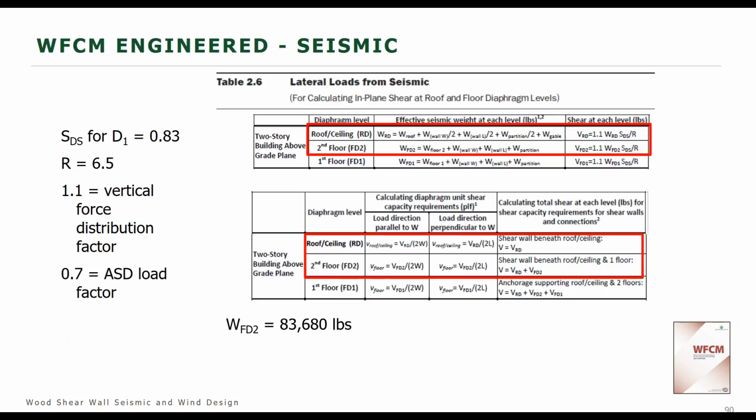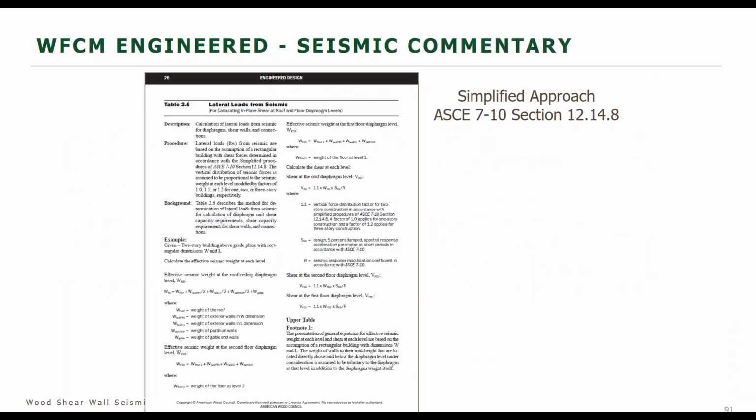So we've determined, maybe we could spell that out in the future, that the total weight of our building that would contribute to the seismic load is 83,680 pounds. We plug all our coefficients into the equation, the 1.1, and then here's our dead load of our building, and then 0.83 divided by 6.5, we get 8,228 shear load at the second floor level that will be applied to the first floor shear wall.